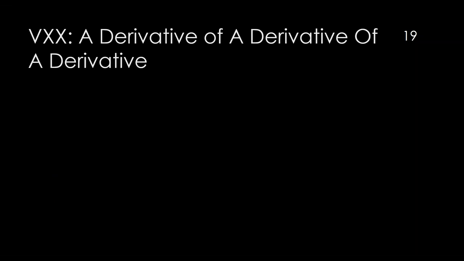Now the VXX, which Paul was asking about, is a derivative of a derivative of a derivative. Now what do I mean by that? Well, VIX is a derivative. Okay, what is VIX? It's the at-the-money hypothetical price. I mean, there's even hypotheticals in a derivative, right? It's the hypothetical at-the-money price of puts and calls.